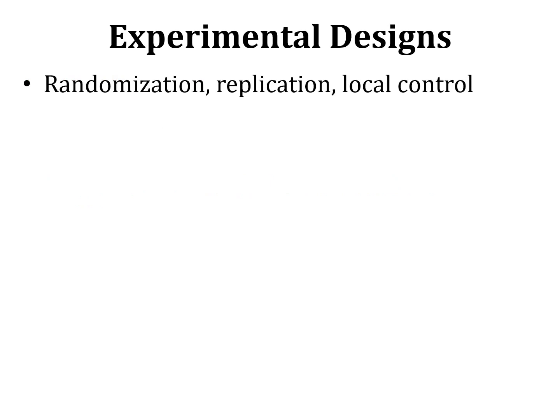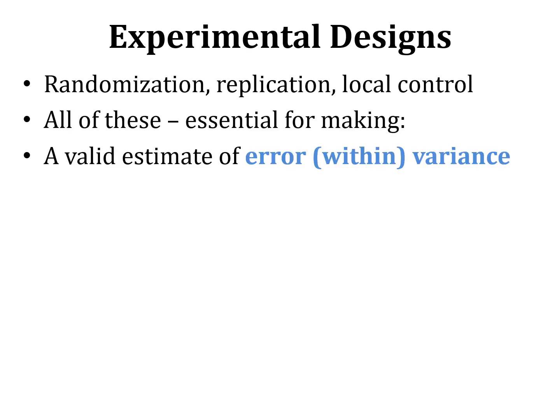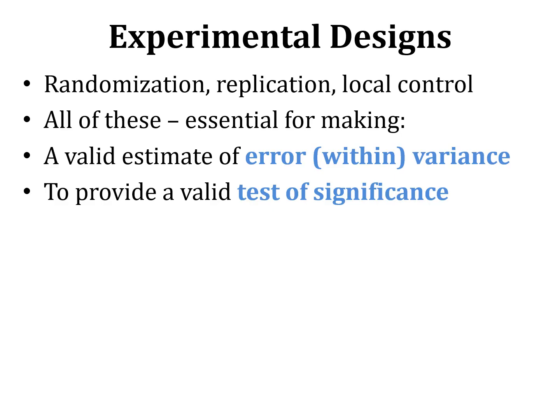So these are the three principles of experimental design: randomization, replication, and local control. All of them are essential for making a valid estimate of error, which is the within variance, and to provide us a valid test of significance. So we need to exercise these principles to the maximum possible extent, so that we can have a valid estimate of error, and clearly identify what the source of variation is other than our source of variation of interest.